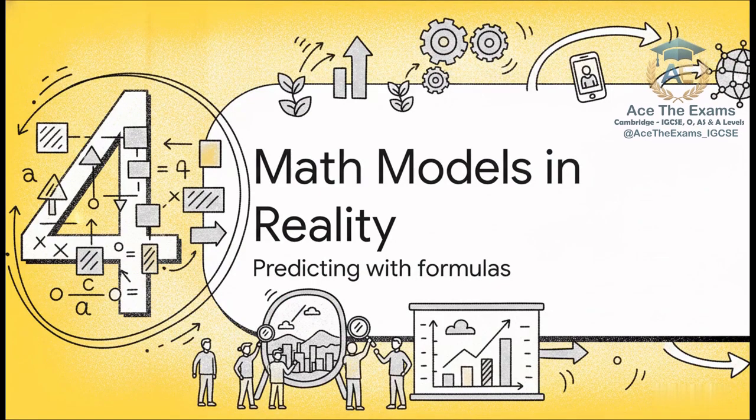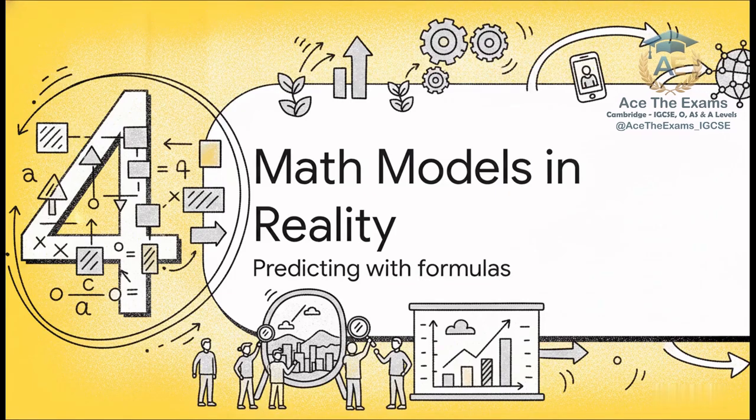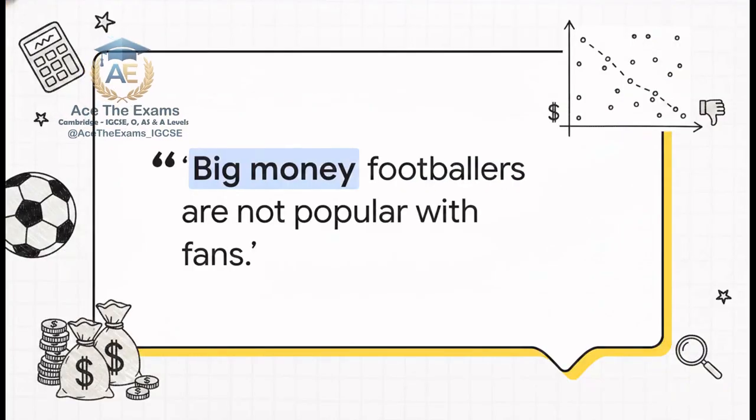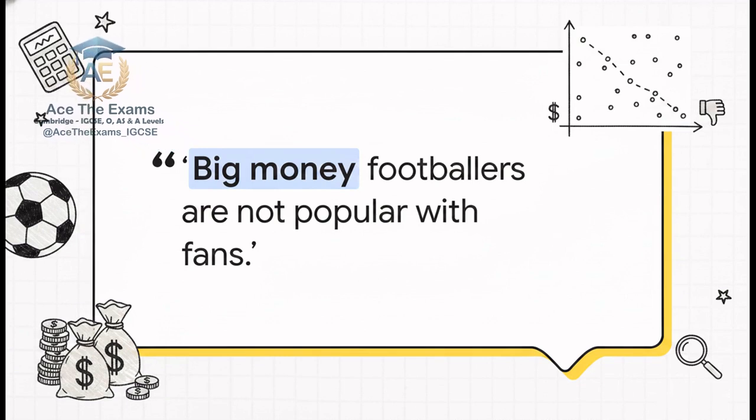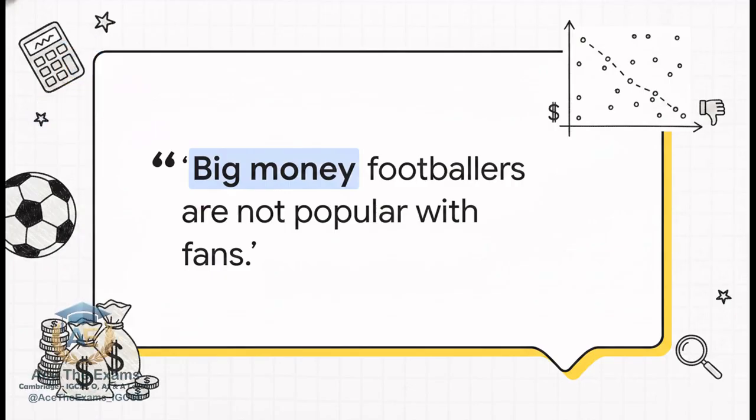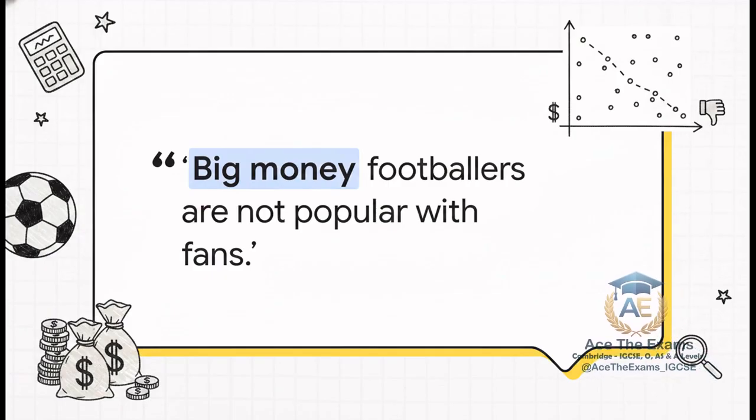Which brings us perfectly to our final section, math models in reality. Here is how we start predicting outcomes with actual formulas. We can use math to objectively test bold newspaper claims like this one: "Big money footballers are not popular with fans." I mean, is that actually true, or is it just a catchy headline? Well, the text shows us that by plotting 20 professional footballers' salaries on one axis against their popularity rankings on the other, we create a scatter plot. And by using a graphic display calculator to find the equation of the line of best fit, we can instantly see if there is a real, undeniable mathematical correlation between earning big money and being disliked by the fans. Math basically acts as our ultimate truth detector.